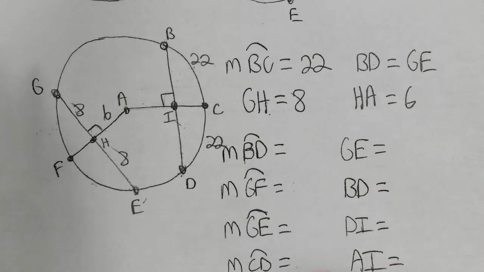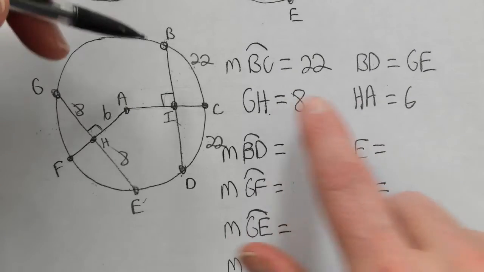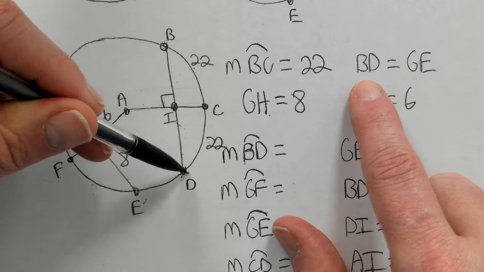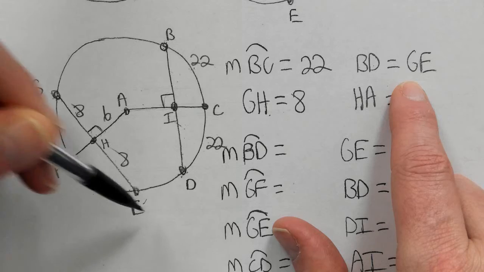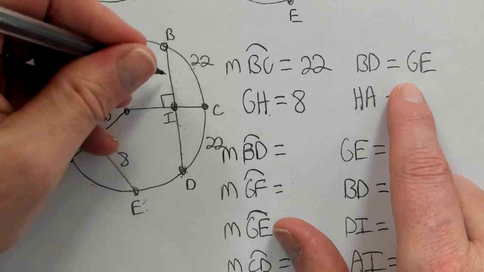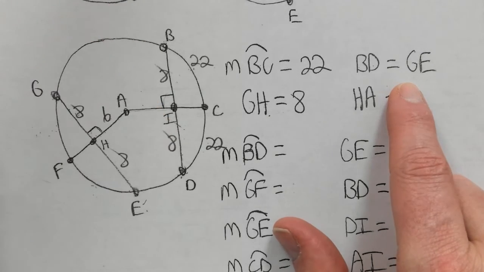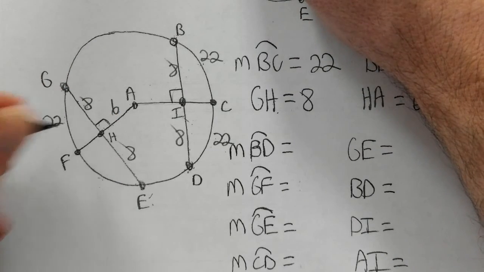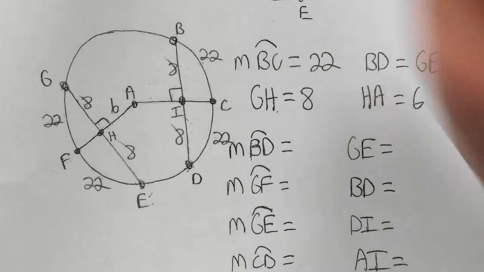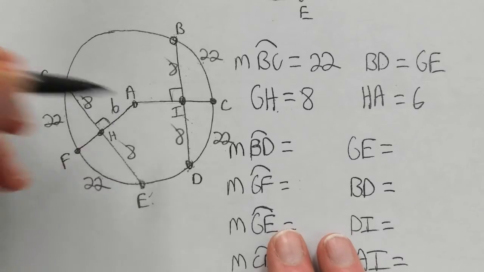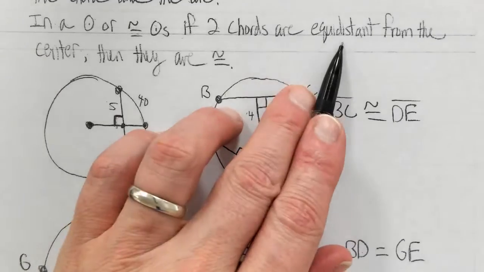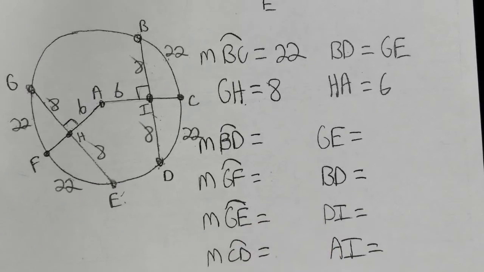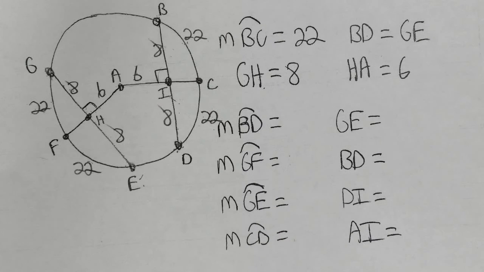All right, now, here's the next thing that we want to look at. Remember, it says that BD is congruent to GE, right? So if this is 8 and 8, then this one's got to be 8 and 8. And likewise, if this is 22 and 22, then this has got to be 22 and 22 because they're the same length, right? And so if these two are the same length, they've got to be the same distance from the center. So if this is 6, then this has got to be 6. So you see how we filled all that in just from that information?